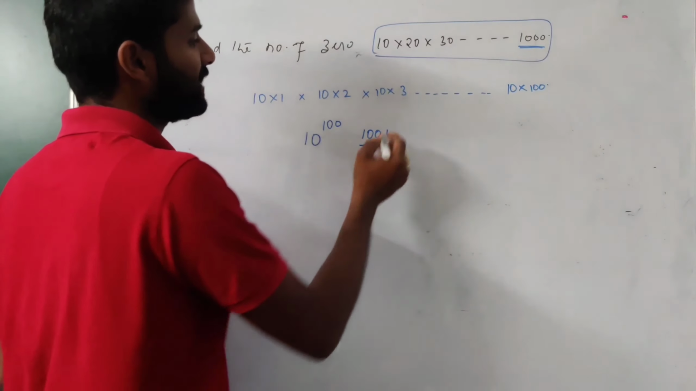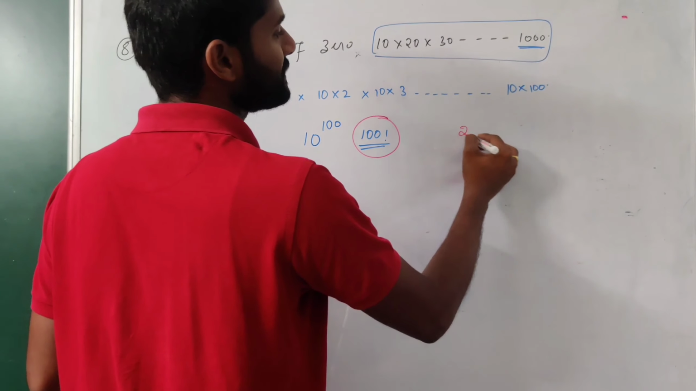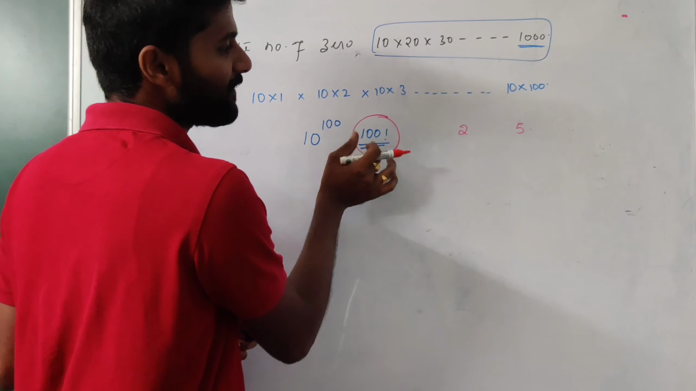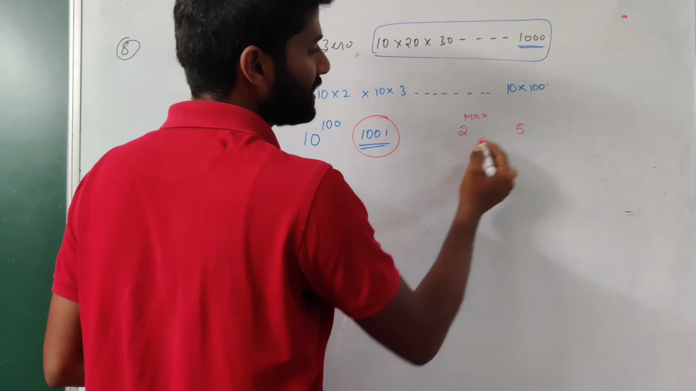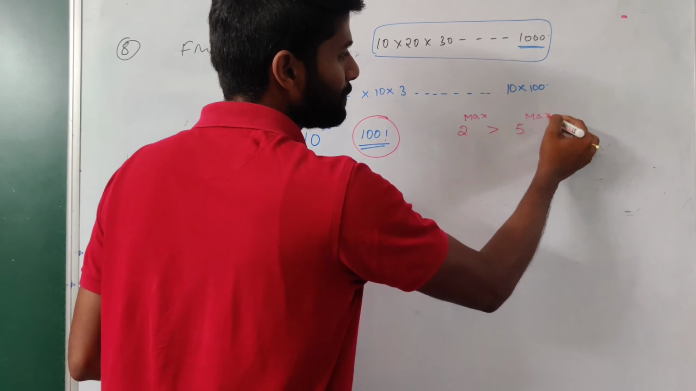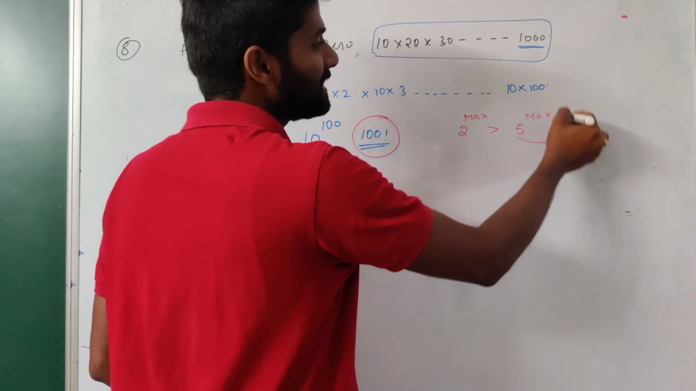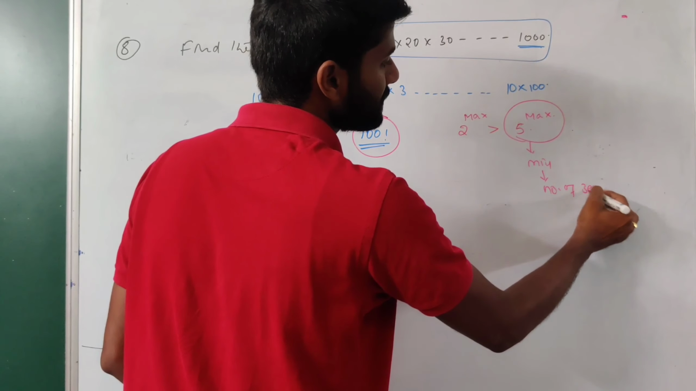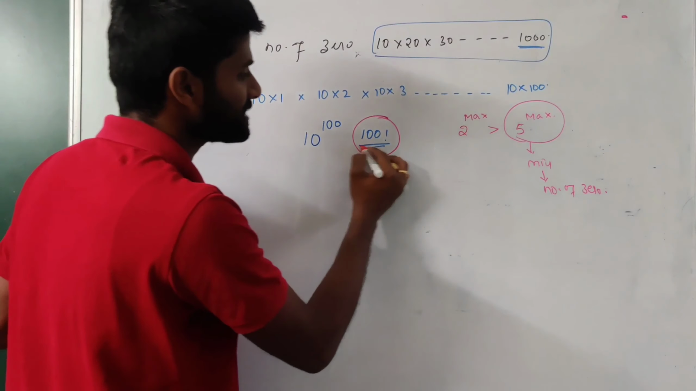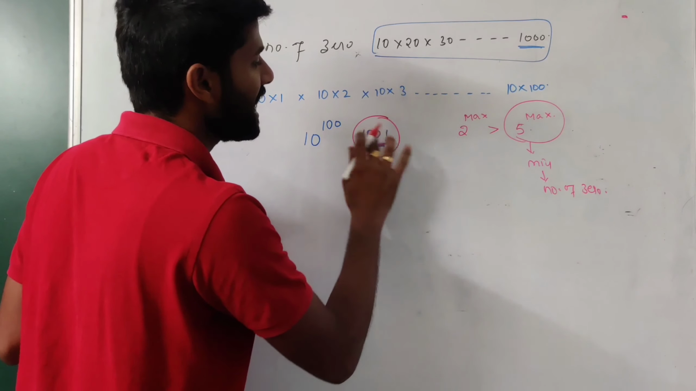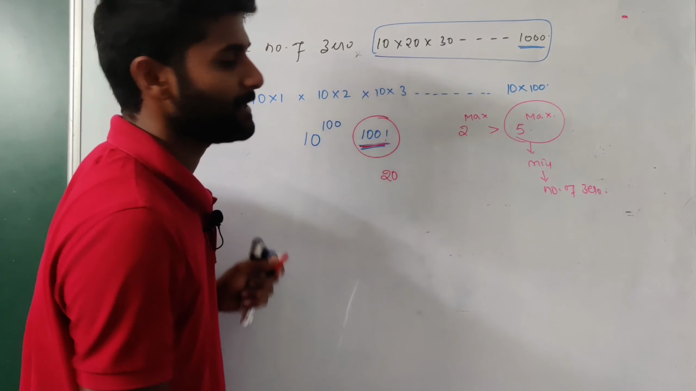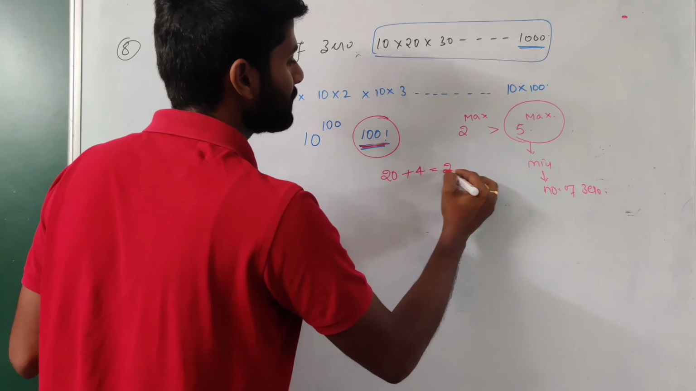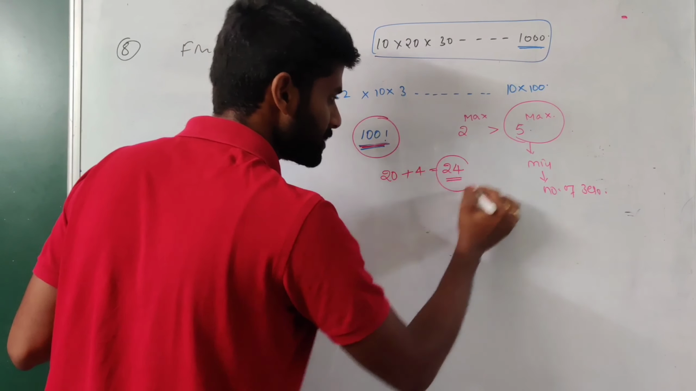See, if it is 100 factorial and you want zeros, that depends on the number of 2's and the number of 5's. In any factorial, the maximum power of 2 is greater than the maximum power of 5. So the minimum power decides the number of zeros. In this expression, let's identify the number of zeros. 100 divided by 5 is 20, and 20 divided by 5 is 4. So the total number of zeros in 100 factorial is equal to 24.